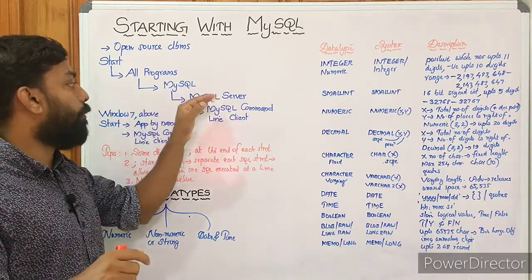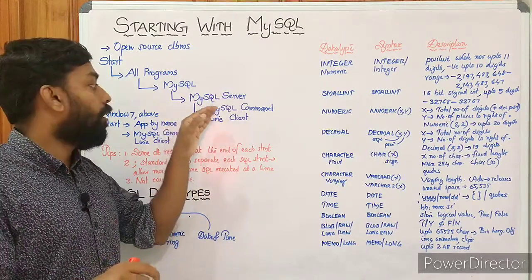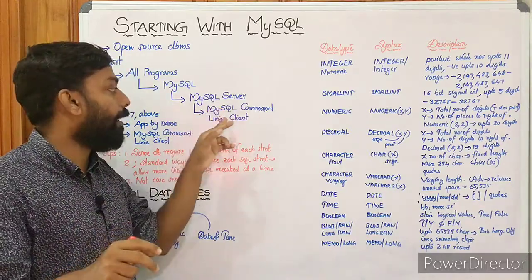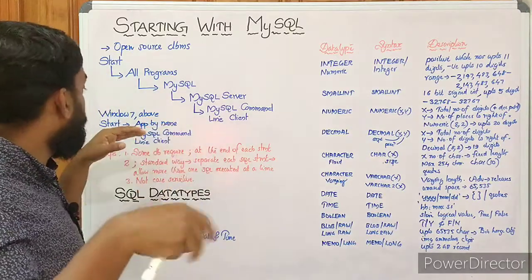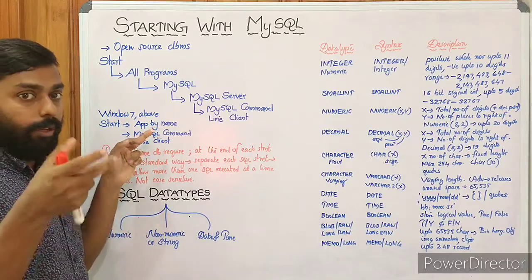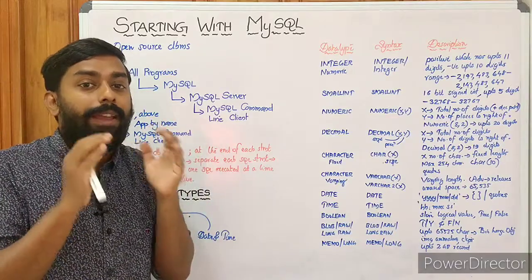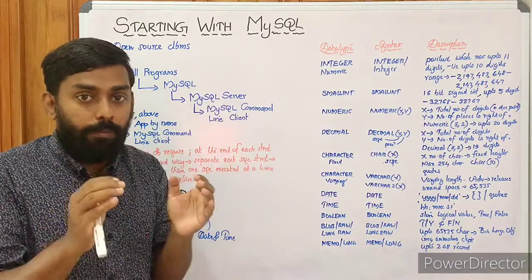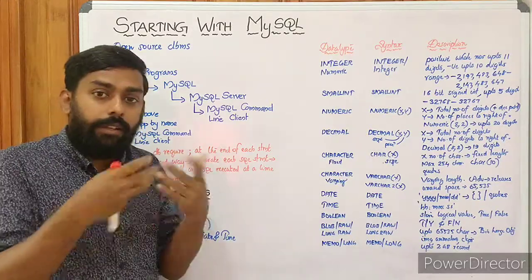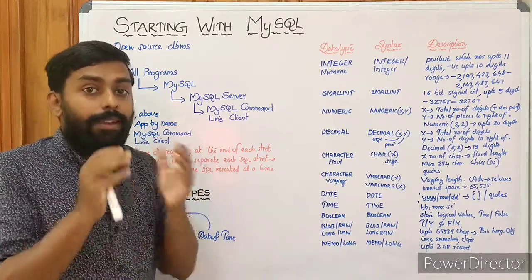Then you have another one, MySQL server. After that, finally you have MySQL command line client. This is the platform, this is the interface. This is the command prompt. So for Windows 7 and above operating systems, we use start, app by name. You can see app by name, and you can go for MySQL command line client. That is the command prompt using which we are working with SQL.